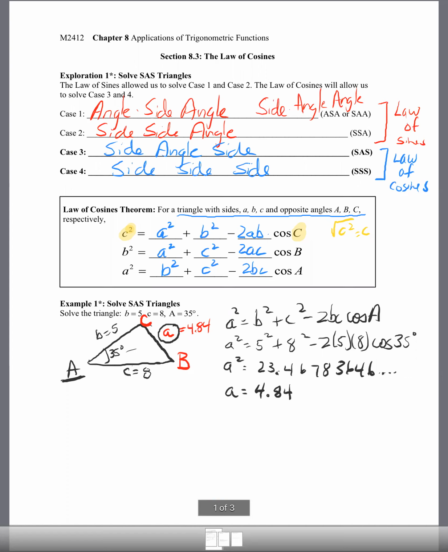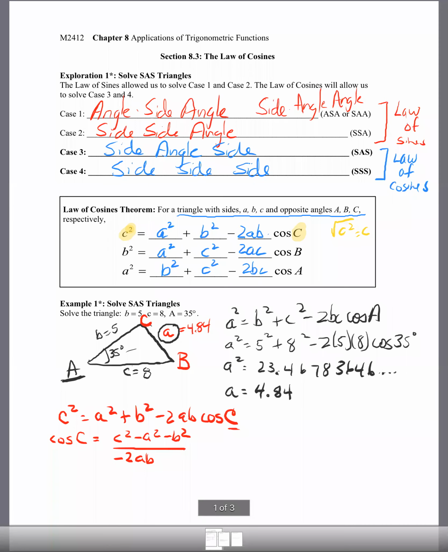Now what's neat about all formulas, let me write down the one that I'm going to be using here. The reason I know I'm going to use this version of the formula is because I'm looking for angle C right here. You can actually take the formula and rewrite it. If you solve for cosine of C, then this is going to end up being C squared minus A squared minus B squared, all divided by -2AB. And then once we have that value, we can take the inverse cosine to find our angle.